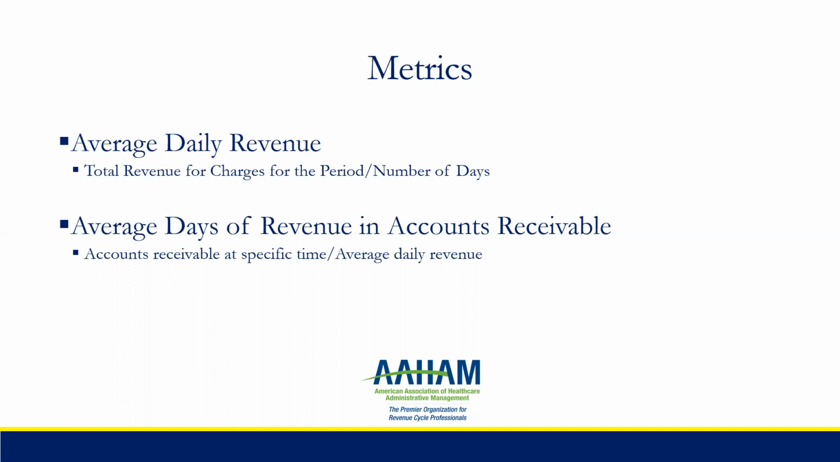So the formula for this is going to be your AR at a specific time divided by your average daily revenue, which is what we just calculated in the previous metric. So you'll actually have to use your knowledge of the average daily revenue to complete the calculation for average days of revenue and accounts receivable as well.